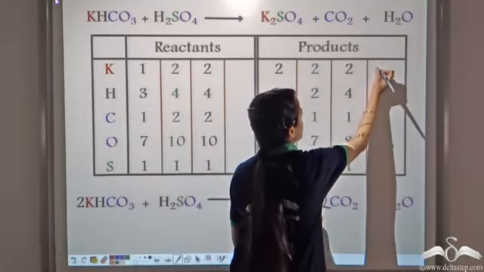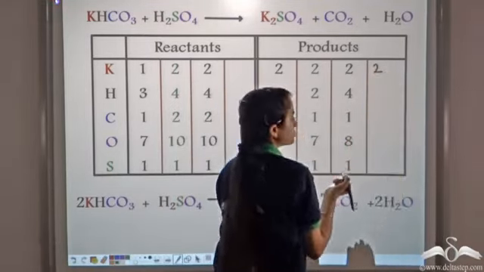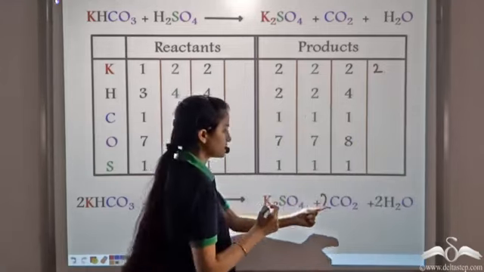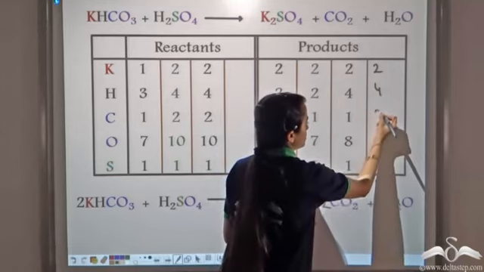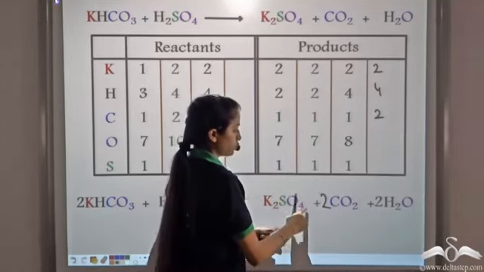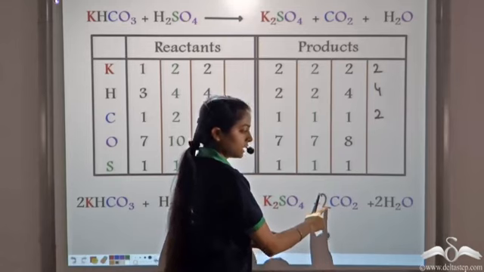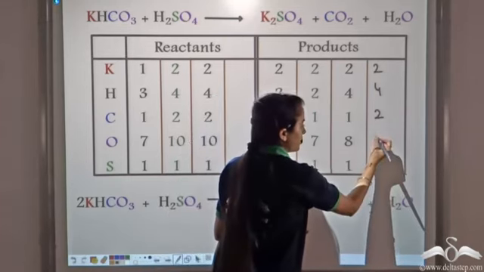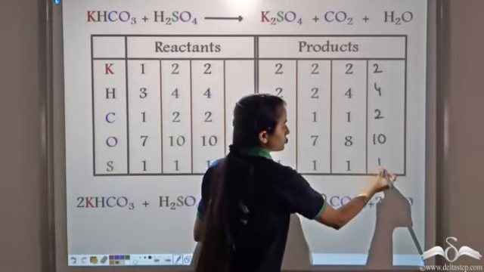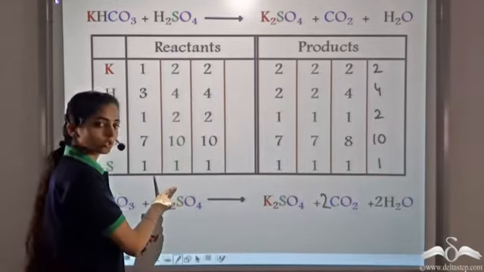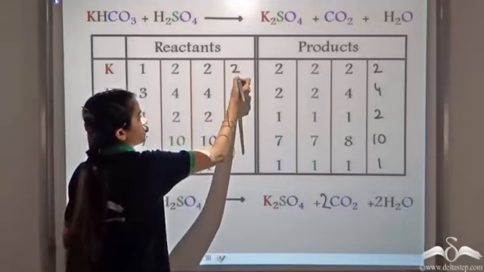When we make this 2, we get 2 atoms of potassium. We get 4 atoms of hydrogen, 2 atoms of carbon, 4 plus 4, 8 plus 2, 10 atoms of oxygen, and 1 atom of sulfur. We have made no change on the reactant side, so they remain the same.